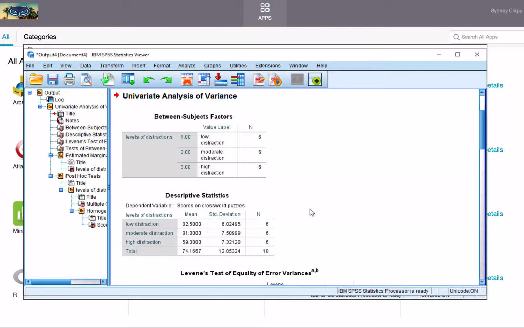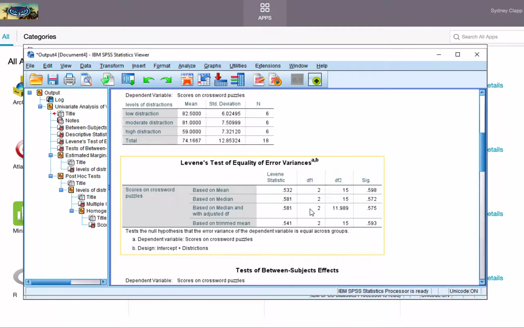So you'll see here we have our between subjects. We obviously have a sample size of 18. We have 6 of each. We have our means displayed here, and we would discuss those comparably. So when we look at our Levene statistic, our significance value based on the mean is 0.598, which is greater than our alpha of 0.05, and we fail to reject the null and confirm that we have homogeneity of variance based on that.